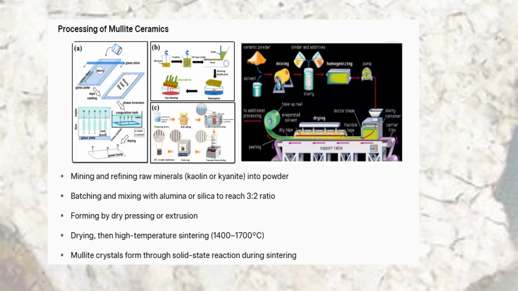The powder is formed using dry pressing or extrusion, dried to remove moisture, and finally sintered at very high temperatures between 1,400 and 1,700 degrees Celsius. During this sintering step, the Mullite crystals form through a solid state reaction and create the strong interlocking structure.